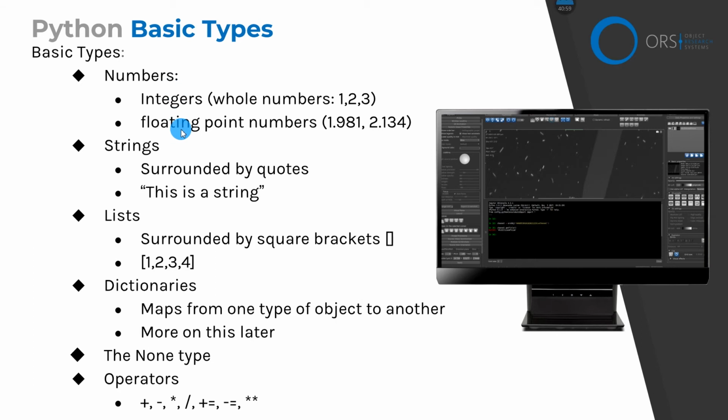So for the live demo, I guess I've already started a bit. In Python, there are a few basic types. So you have numbers. There are two types. You have integers that are whole numbers, like 1, 2, 3. And you also have floating point numbers, which are numbers with decimals, like 1.981 or 2.134.